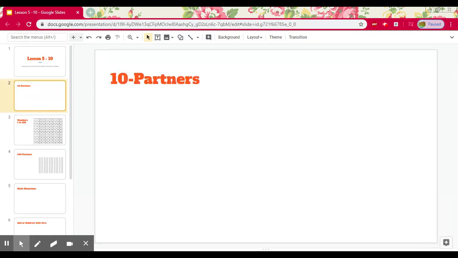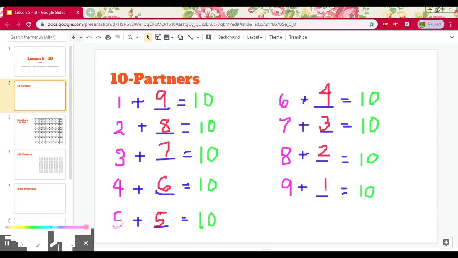To start today's lesson, let's review the meaning of 10 partners. 10 partners are two numbers added together to equal 10. Please take a moment now to pause the video and write out the numbers from 1 to 9 and figure out what can be added to them to equal 10. When you're done writing out your 10 partners, this is what your answer should look like.